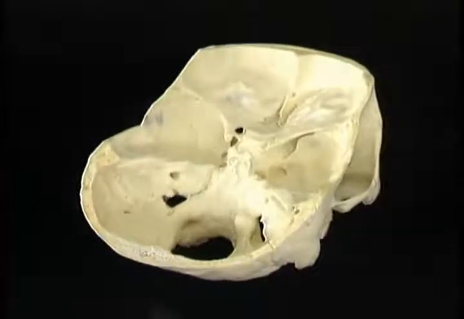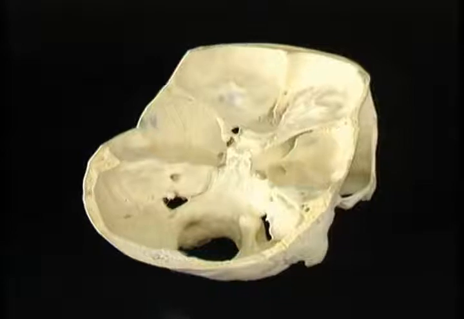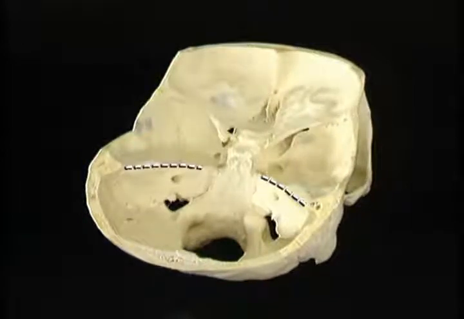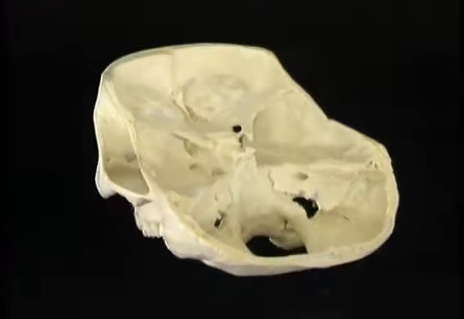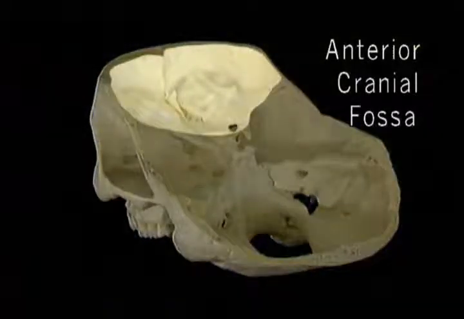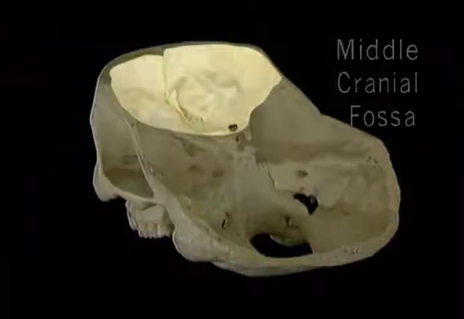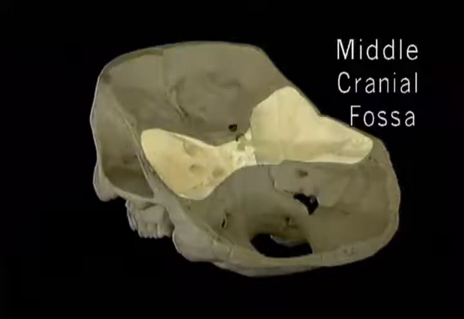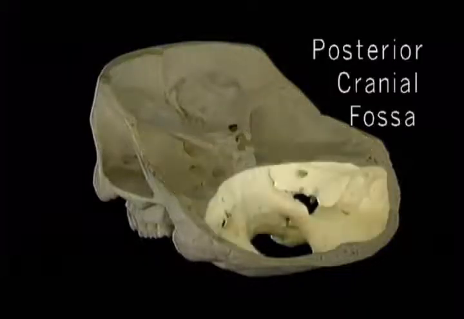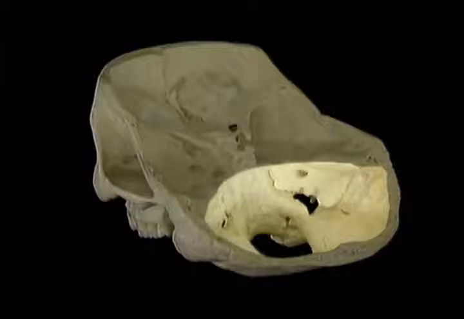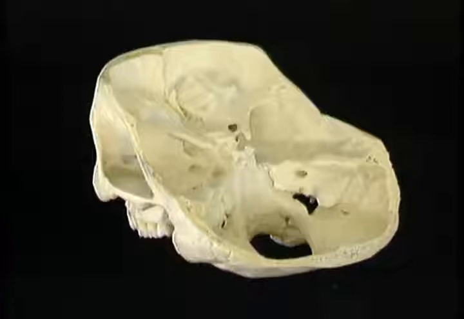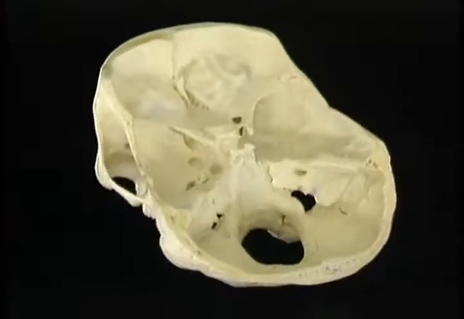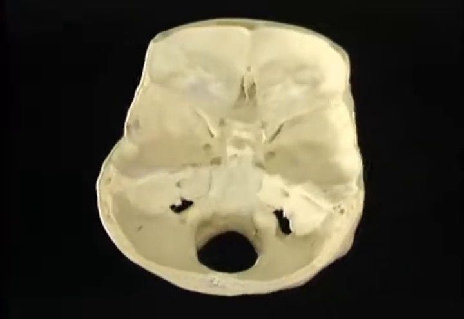formed by the sphenoid ridges and the petrous temporal bones. These divide the floor of the cranial cavity into three parts: the anterior cranial fossa, the middle cranial fossa, and the posterior cranial fossa. We saw the posterior cranial fossa in the previous section. In this section, we'll look at the main features of the anterior and middle cranial fossae.